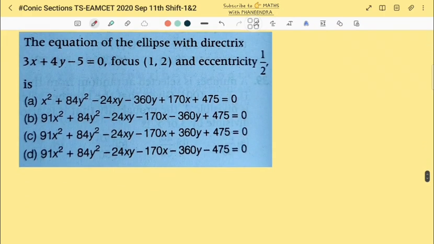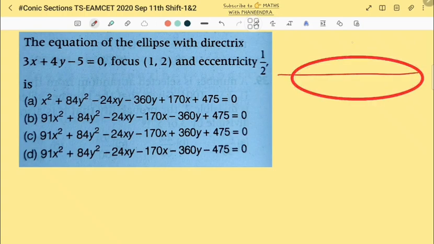Next question is a standard question. This type of question is there in the IIT also. Find the equation of the ellipse with directrix, focus and eccentricity. This is the standard question, the ellipse equation. Here you can assume the point x comma y. Here the focus is S, that focus is 1 comma 2. And the directrix, here I am taking it, not exactly this one, so even here also we can take the directrix.